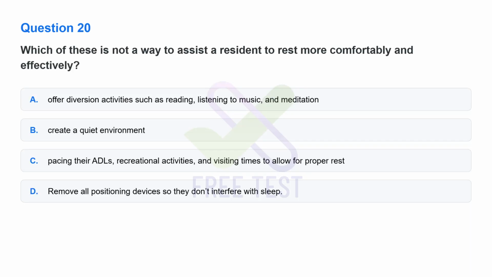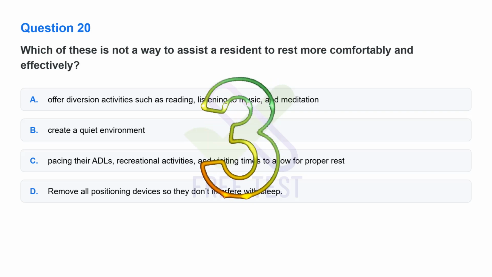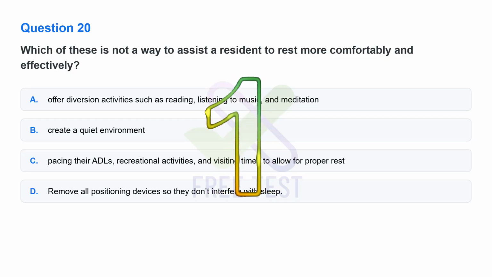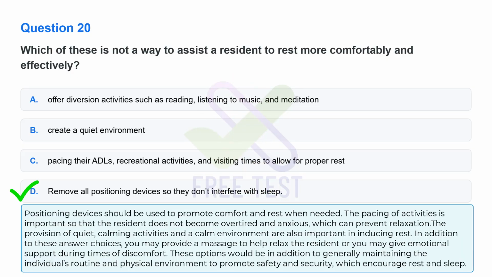Which of these is not a way to assist a resident to rest more comfortably and effectively? A. Offer diversion activities such as reading, listening to music, and meditation. B. Create a quiet environment. C. Pacing their ADLs, recreational activities, and visiting times to allow for proper rest. D. Remove all positioning devices so they don't interfere with sleep. The correct answer is D.